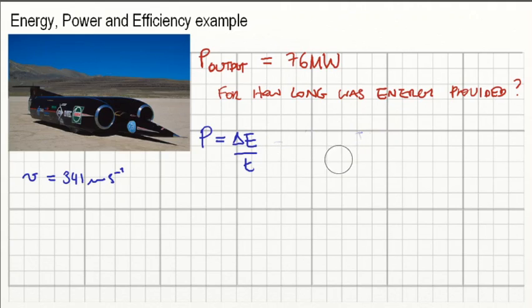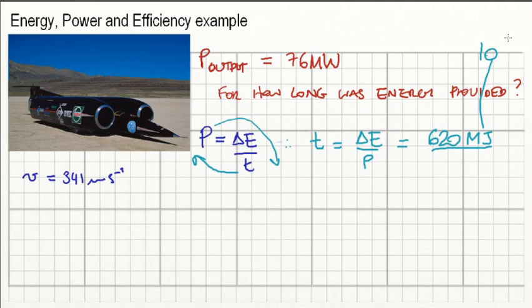So before I put numbers in, let's rearrange it. Since I want to find out time, I will multiply on the left and I'll get power to the right, dividing. So time will be the change of energy divided by power. The change of energy, as we calculated in the previous slide, was 620 megajoules. Remember, mega is 10 to the power of 6. The power which was delivered, the power output, was 76 megawatts.